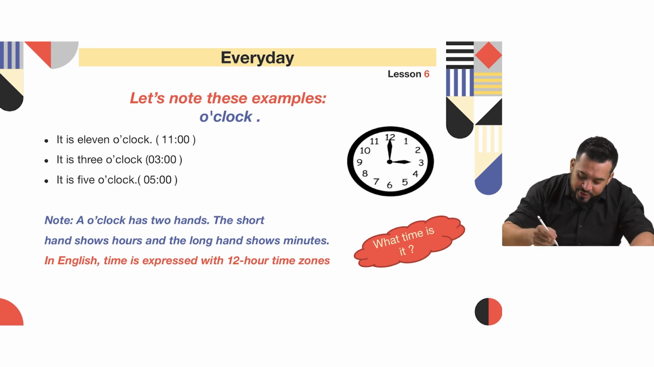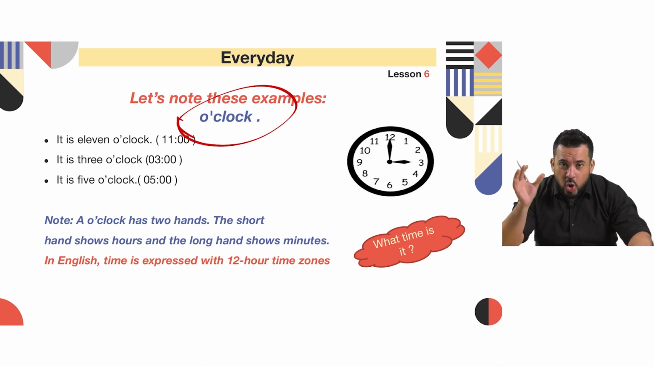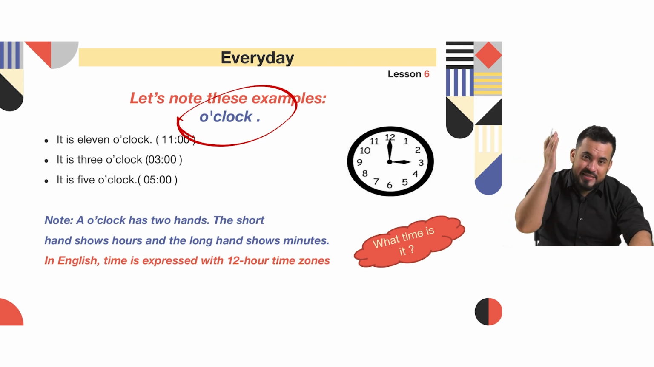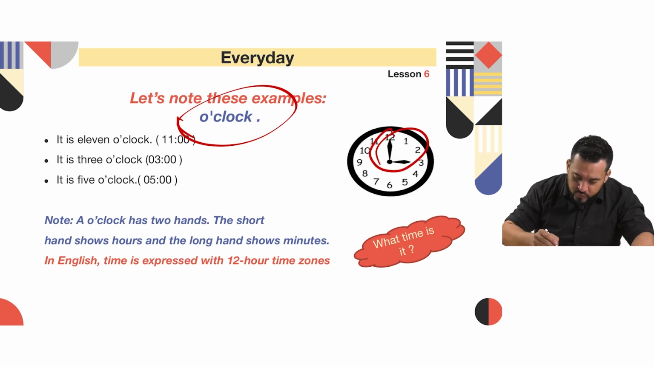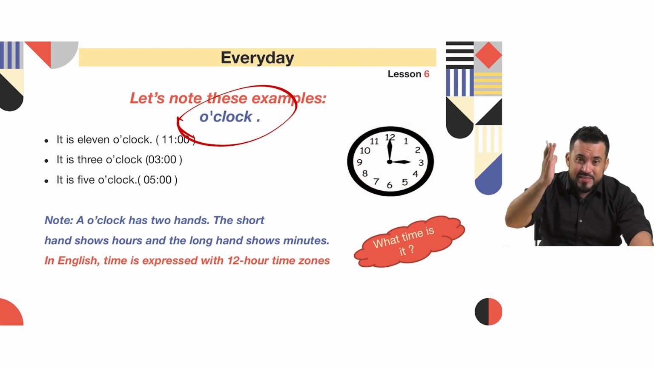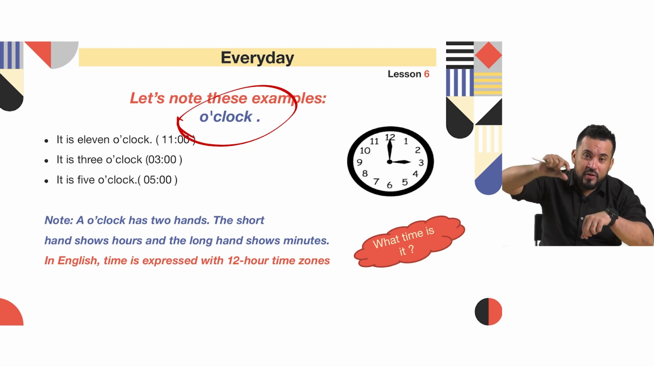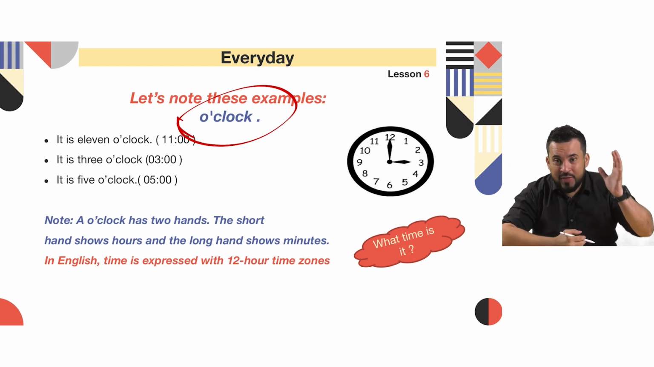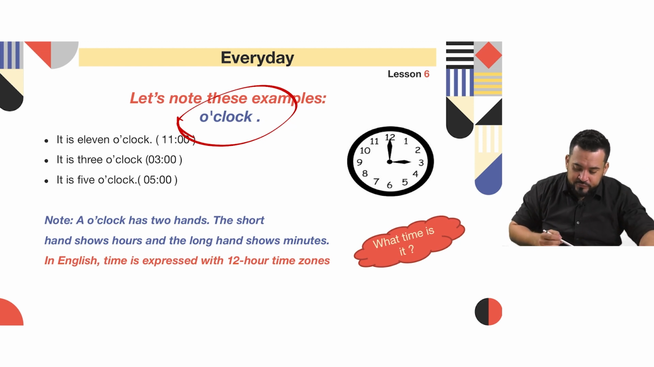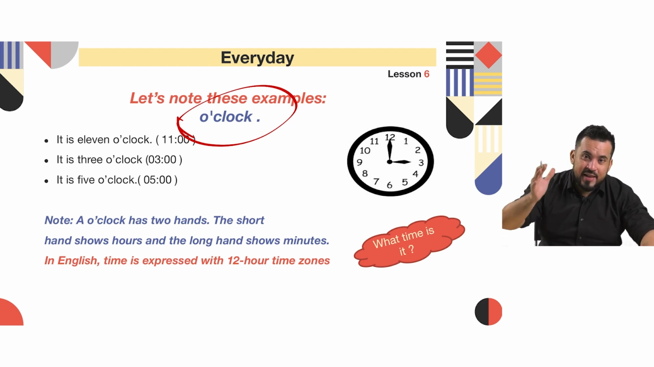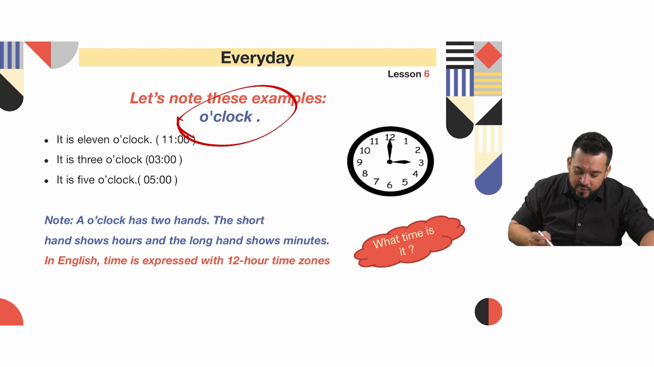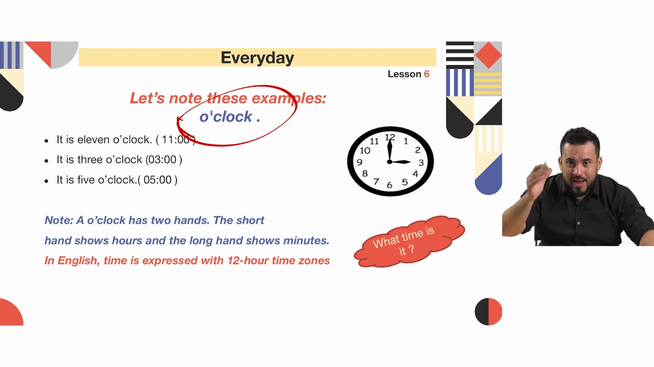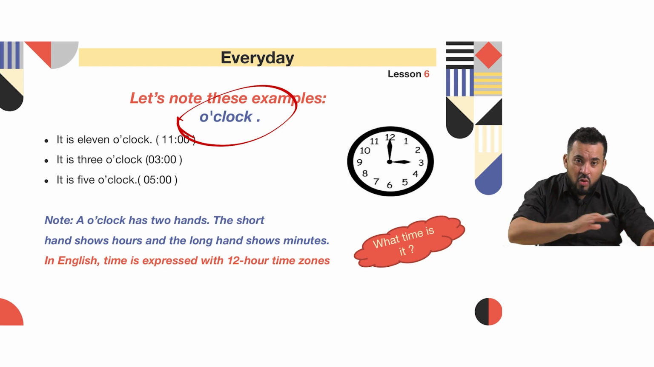So let's take a look at this, o'clock. What does o'clock mean? O'clock, it means it is exact time, like the exact hour, just like here. You see, it means that the minute hand is exactly on the 12. That's o'clock. It's 11 o'clock. It means it's 11 exactly. It is 3 o'clock. It means it's exactly 3. Or it's 5 o'clock. It means it's exactly 5. Not a minute before or a minute after.